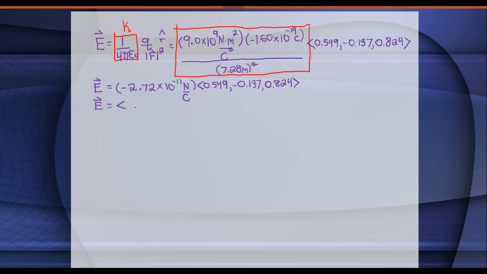So this is going to give me negative 1.49 times 10 to the negative 11, comma, so again, we're multiplying every number in the unit vector by the number on the outside, 3.72 times 10 to the negative 12, and then negative 2.24 times 10 to the negative 11, and the units are newtons per coulomb. Okay, so that's my answer for part A.